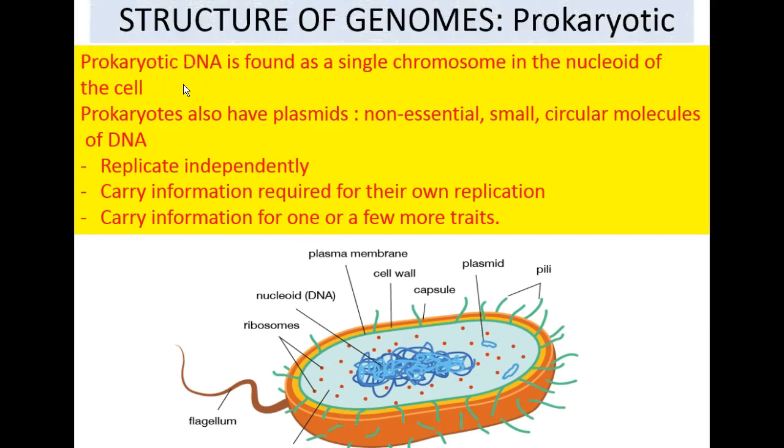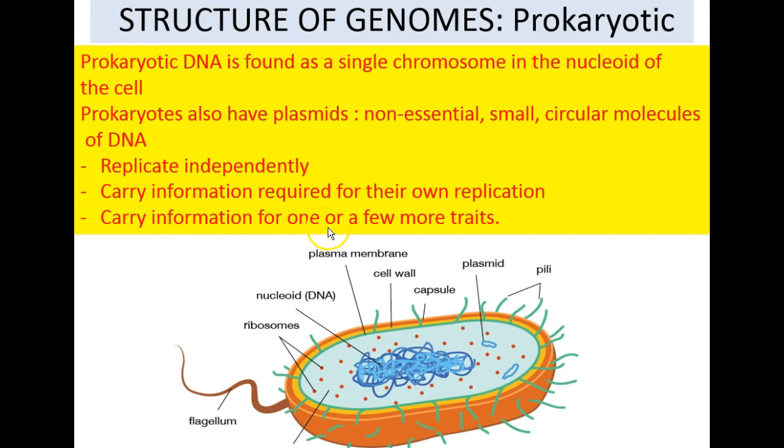In prokaryotic cells, DNA, the genome of the cell, is found as a single chromosome in the nucleoid of the cell. The nucleoid is a discrete area of the cytoplasm of the cell. Prokaryotes also contain DNA in the form of plasmids. Plasmids are small circular DNA molecules that carry genes that are non-essential to the survival of the cell. Plasmids replicate independently from the chromosomal DNA. They carry information required for their own replication.